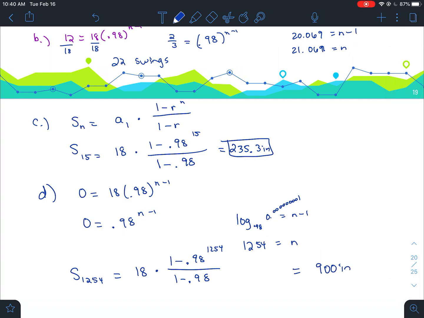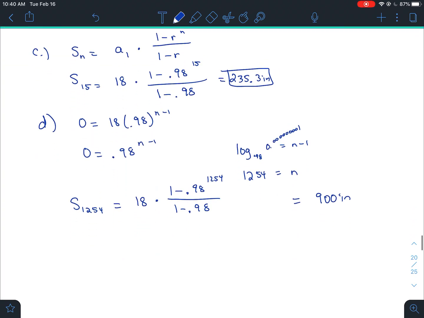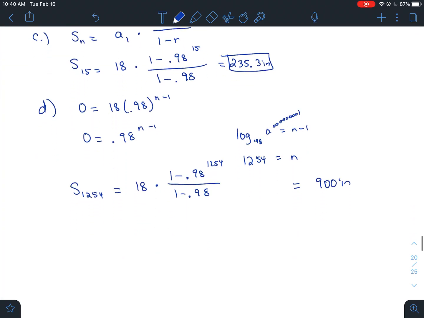Since it's an exponential, it'll never actually reach a distance of 0. And I mean, it will eventually stop swinging. If this was a frictionless environment, it wouldn't. But we could also think of this as the sum of an infinite series. And so you would take the first term divided by 1 minus the common ratio.